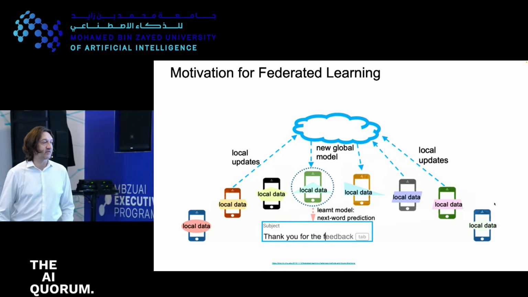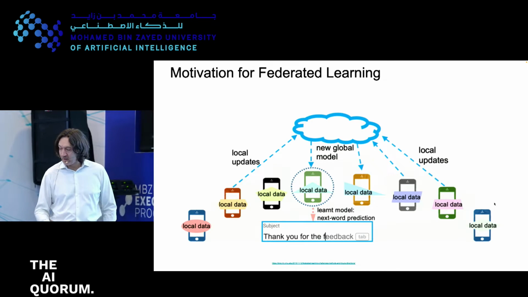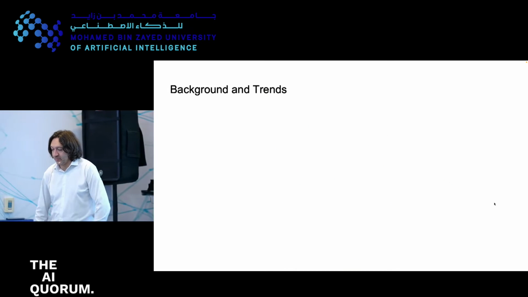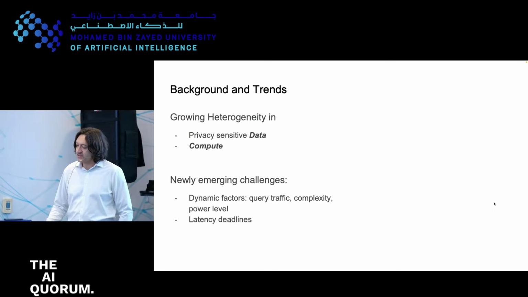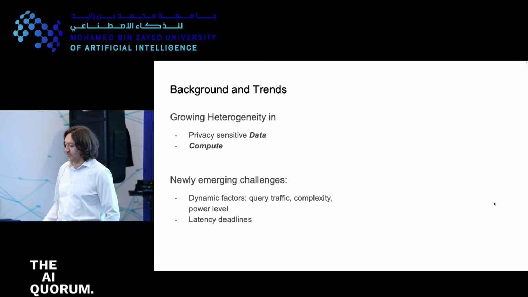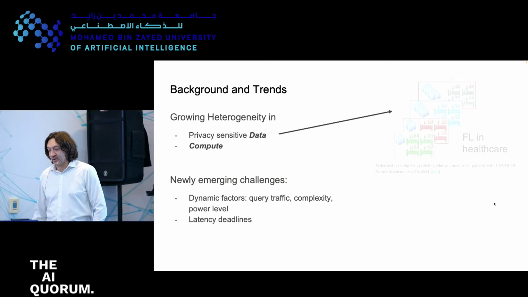And in this particular case, the model that's being trained is the next word prediction model. Okay, so here are some backgrounds and trends. Overall, what we are observing is that we have increasing and growing heterogeneity in the privacy-sensitive data and compute.